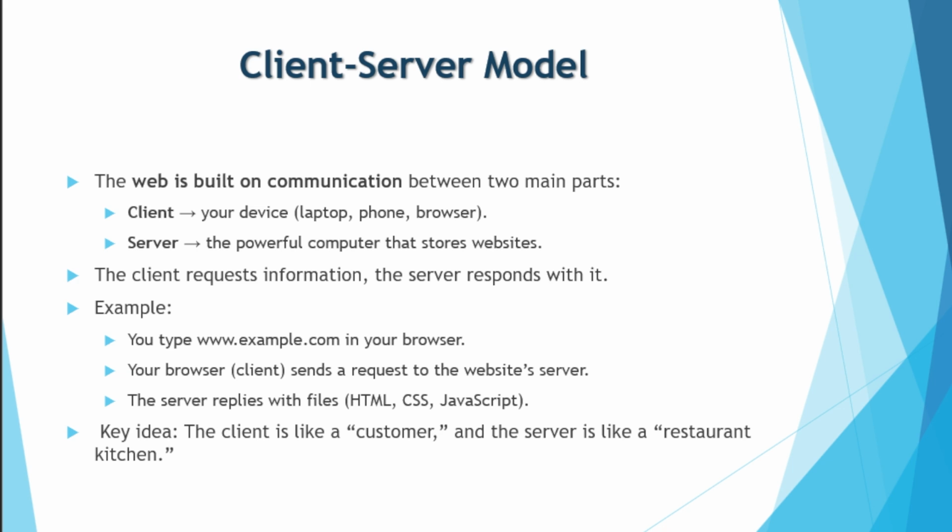So the client requests some information, some web page or some resource, then the server that has that resource responds with that particular information the client is requesting. An example is you typing in www.something.com, let's say google.com. Then your browser, acting as a client, sends a request to the website's server. So it sends a request to the particular server that has the resource you are looking for.